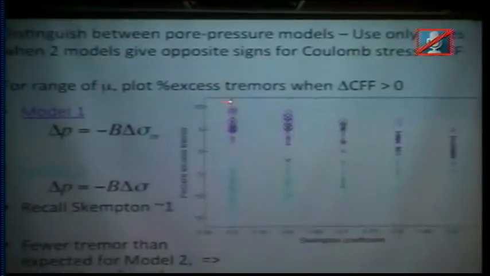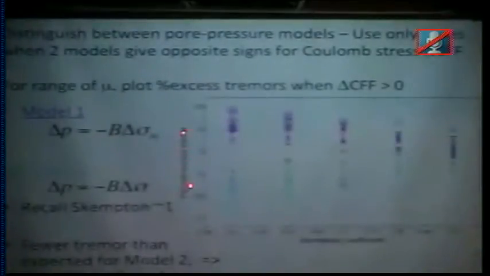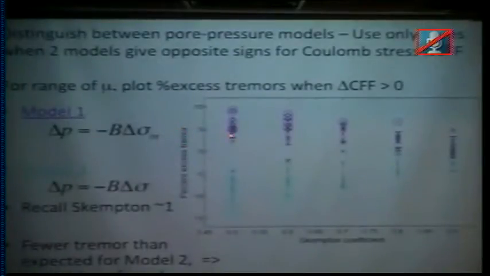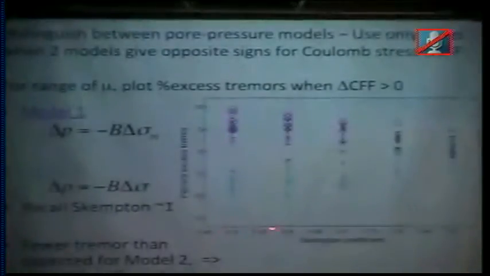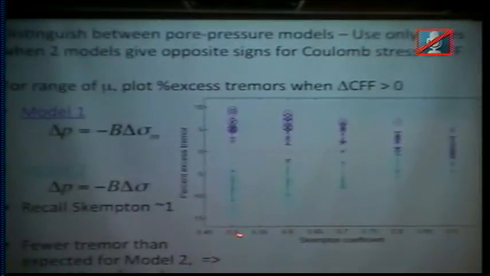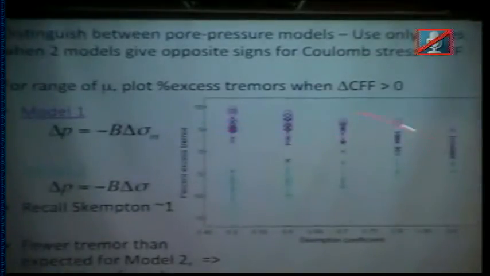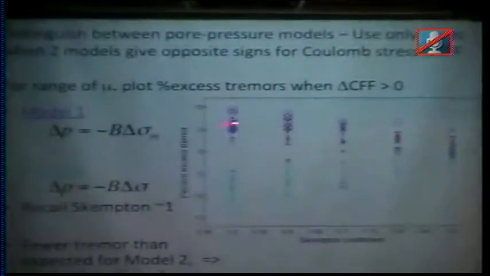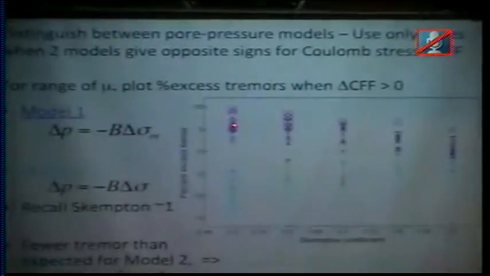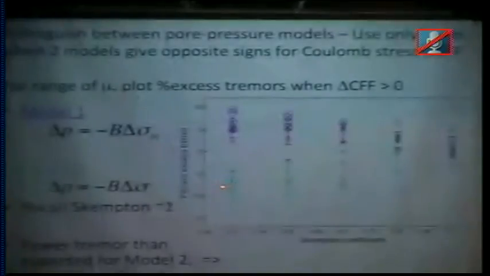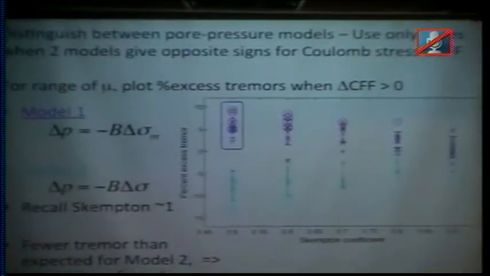Okay, so to compare, we don't know mu, so we're going to pick a range of mu's. We're going to plot this percent excess tremor and do it for different Skempton coefficients from 0.5 to 0.9, which is a typical range. And what we see is that while there's variability, in almost all cases, model 1 finds more tremor occurred than expected. If you assume model 2, fewer tremor occurred than expected.